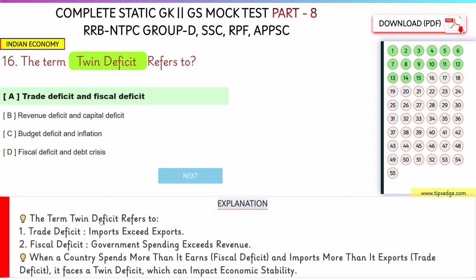The term twin deficit refers to trade deficit, which means imports exceed exports, and fiscal deficit, which means government spending exceeds revenue. When a country spends more than it earns, that is a fiscal deficit, and when it imports more than it exports, it is called a trade deficit. It then faces a twin deficit, which can impact economic stability.